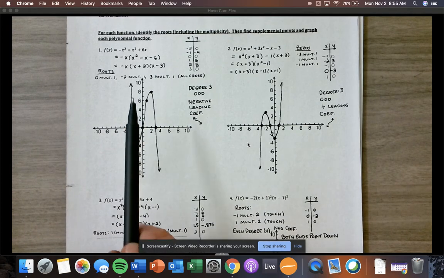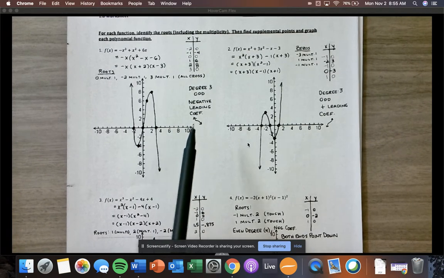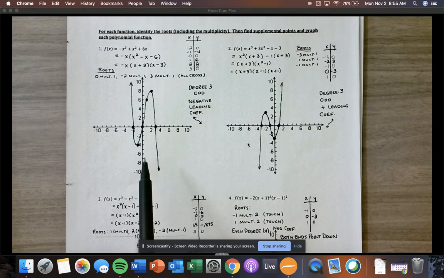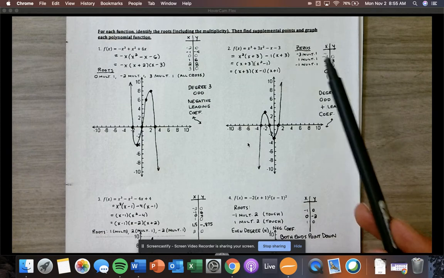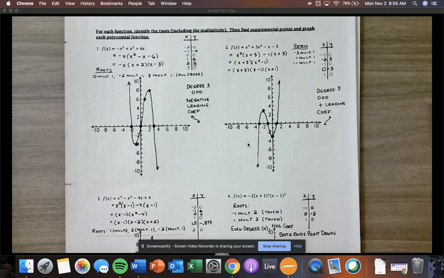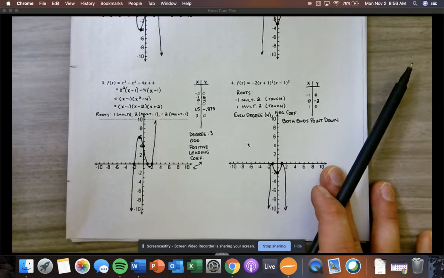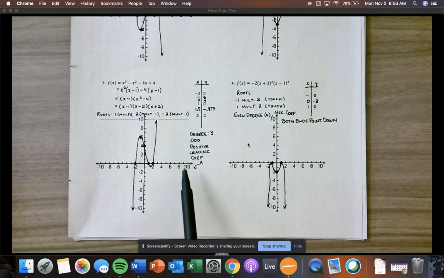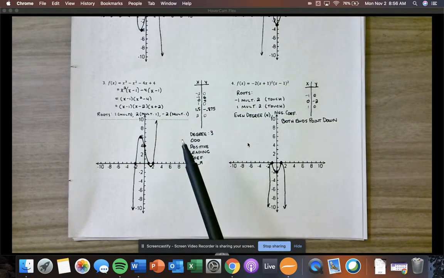All right, but here you can see we plotted all the points. We know our end behavior, so we just have to connect the dots. Right, and it's the same in this one here, right? We factor it completely, find the roots, find the degree, find some extra points, plot, and connect the dots. And then it's the same in these as well, right? We factor, find the roots, find the degree and the leading coefficient, find extra points, and plot.